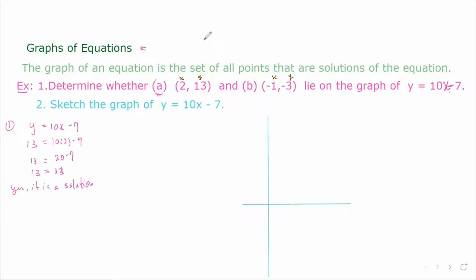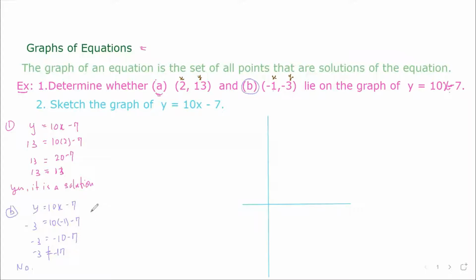Now we work on question B. Do it the same way: y equal to 10x minus 7. Replace x equal to -1, so 10 times -1 minus 7, and y equal to -3. Then this side is -10 minus 7, which becomes -17, and the other side is -3. You can see they are not equal, so this is not a solution.